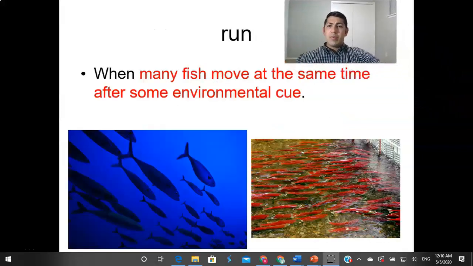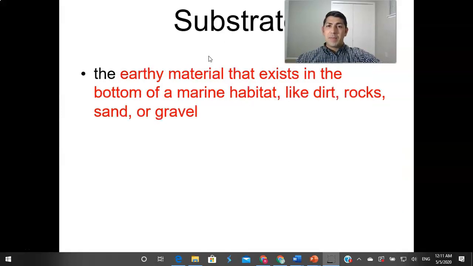Next, we're going to be talking about what a run is. We did discuss a little bit of this term last week when we were talking about salmon. A run is when many fish move at the same time after some environmental cue. In salmon, a run basically means when they go back upstream.